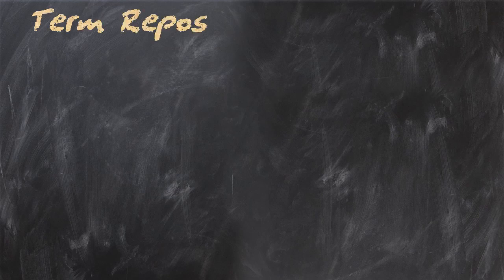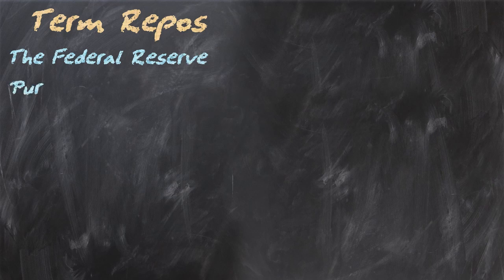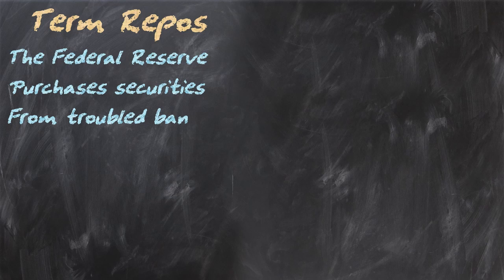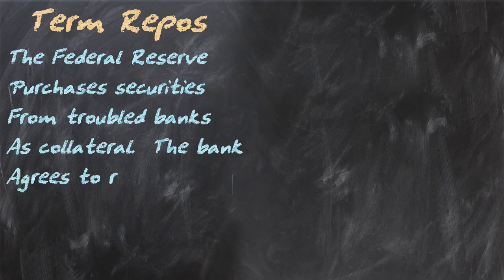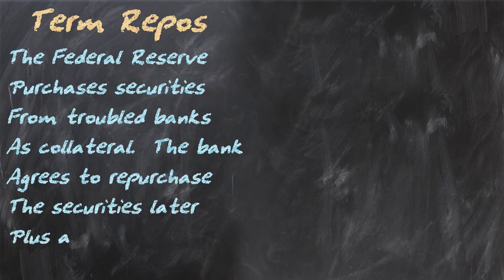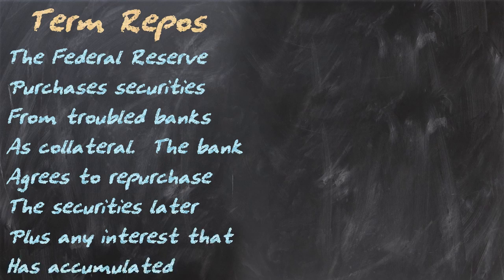Now, this next tool that the Fed has is called term repos. They're a lot like the open market operations with just a little twist to it. Now, the Federal Reserve purchases securities from banks, just like with the open market operations. But these banks are in trouble. They might be failing altogether. They can't get loans from other banks. So the Federal Reserve is the lender of last resort. It's one of its functions.